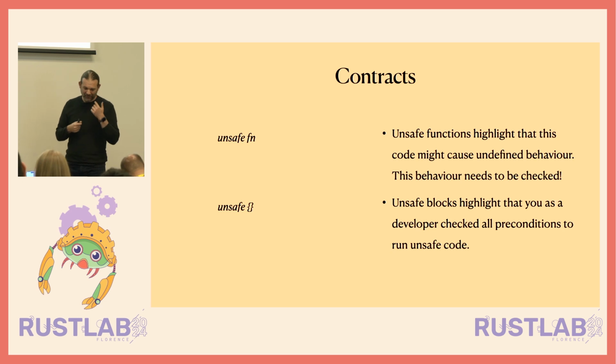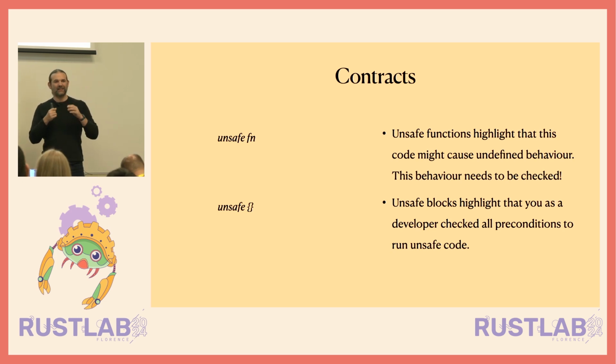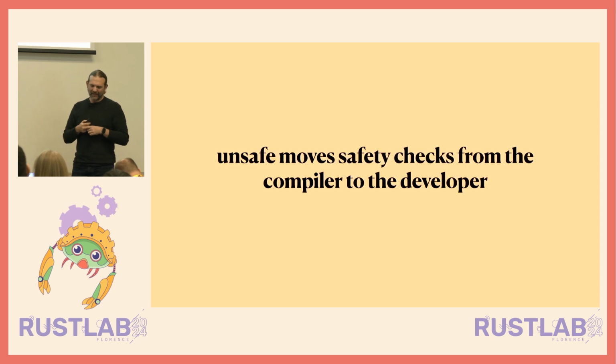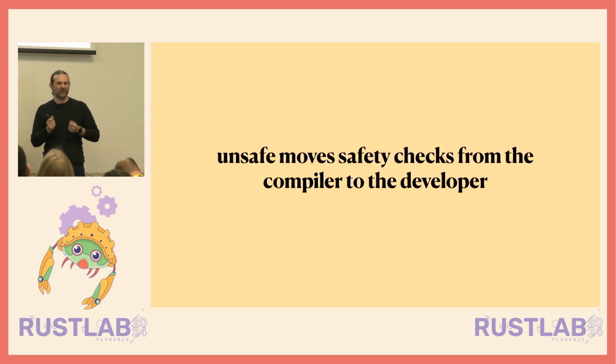On the other hand, you have unsafe blocks, and unsafe blocks highlight that if you have certain safety conditions that you need to meet, put them inside this unsafe block. Those are the contracts that you get as a developer. If you want to call that stuff that needs preconditions being checked, then call them inside this unsafe block and check those preconditions accordingly. And with that, unsafe moves those safety checks from the compiler to the developer. And suddenly, they become your responsibility. It becomes your responsibility to check all those safety invariants.